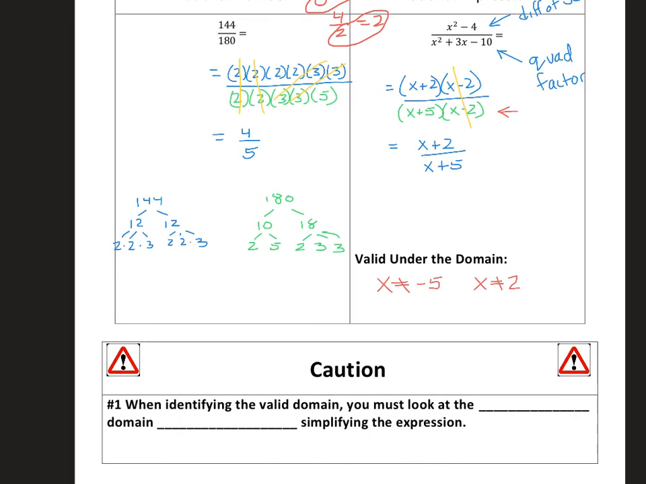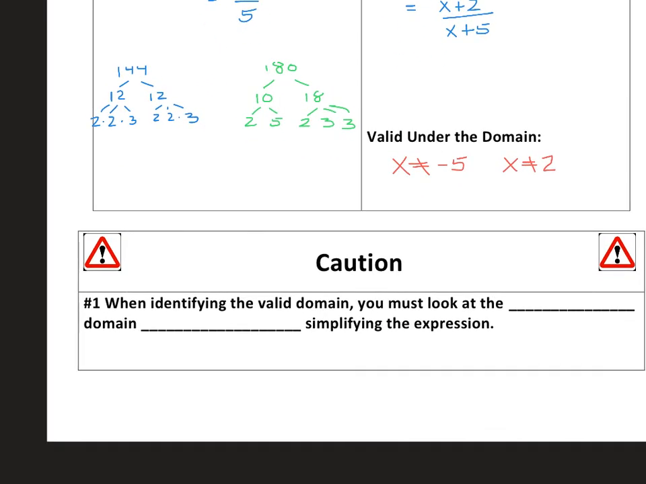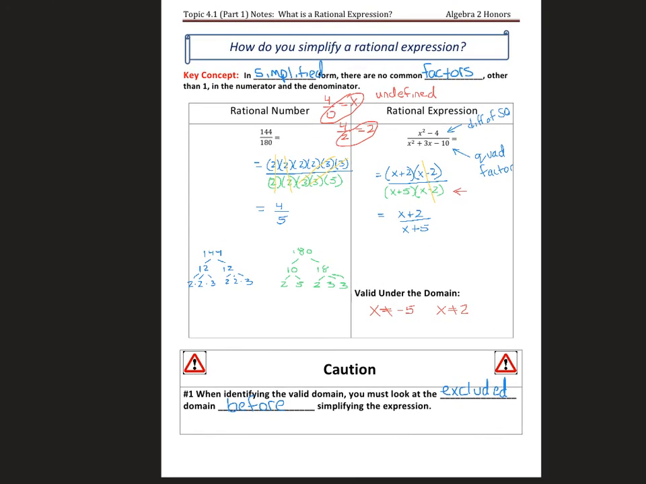So the takeaway here, the big caution at the bottom is when you look for your exclusions, so when you're looking for any domain to be excluded, you have to look before you look at these simplified forms. So you have to go all the way back to the original factoring. Okay, so now in this video we learned what a rational expression is and how to simplify it, and finally what domain has to be excluded for that expression to be valid.